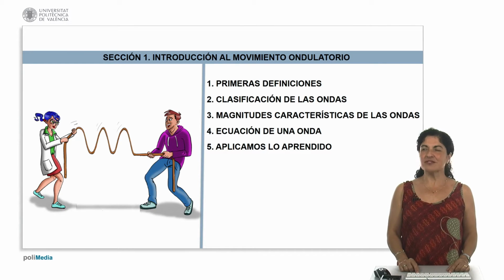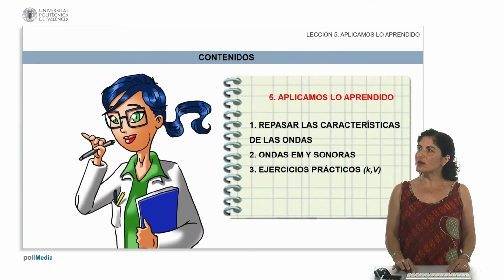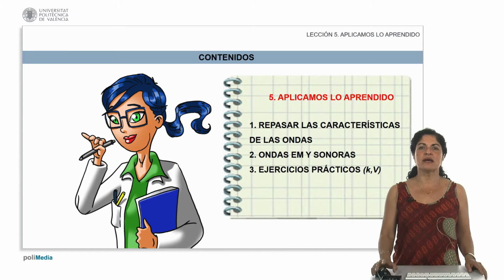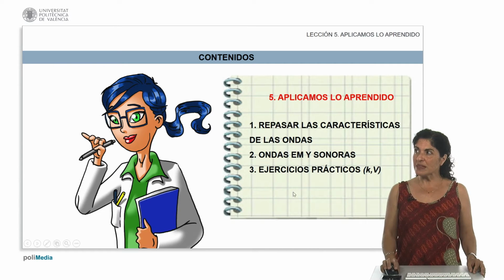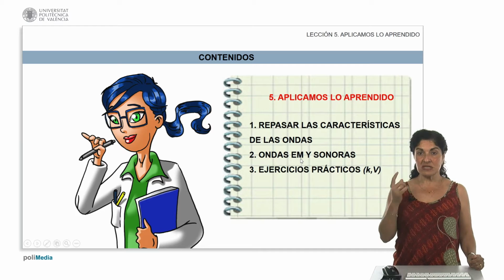We begin the last lesson of this first section of the study of the Introduction to Wave Motion. During this fifth lesson, what we are going to do is to use all the definitions and apply all the characteristics that we have been enunciating in the previous topics. In particular, I am going to look at two types of wave motion that we are able to detect directly through two of our senses: light waves through our eyes and sound waves through our ears.